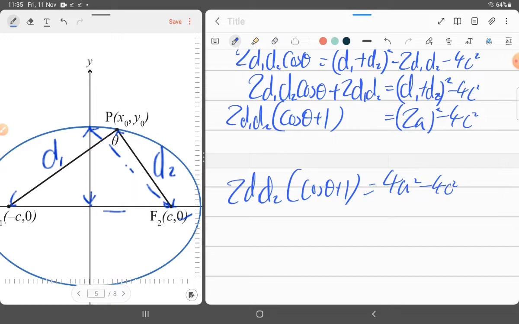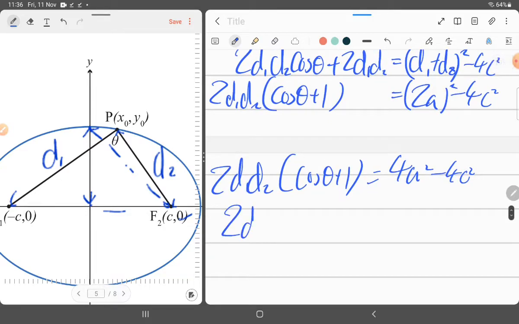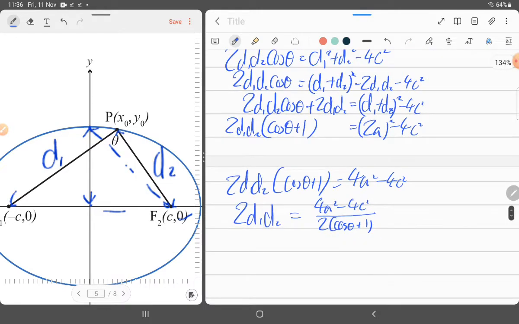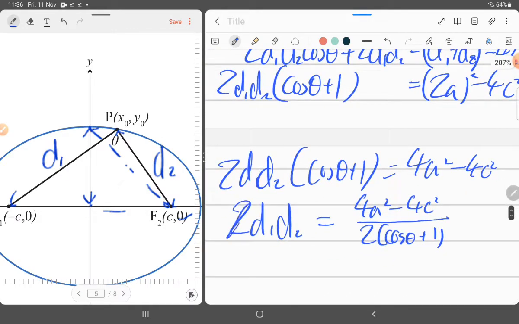Where's my formula sheet? So 2 d1 d2 is equal to 4a squared minus 4c squared over 2 cosine theta plus 1. No, this 2 has just disappeared.